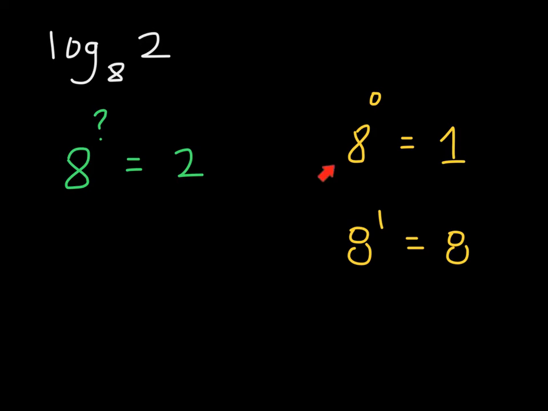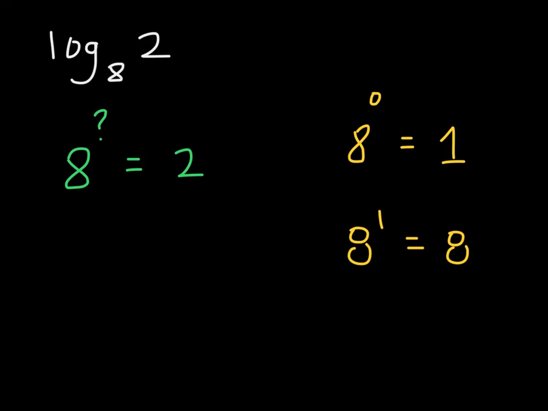Well, if 8 raised to the power of 0 gives you 1, and 8 raised to the power of 1 gives you 8, that must mean the exponent that they want me to find must be between 0 and 1. That must mean it's a fraction. Now, remember the relationship between 8 and 2. 8 is the third power of 2. Said another way, 2 is the cube root of 8. So, what if the exponent was 1/3?